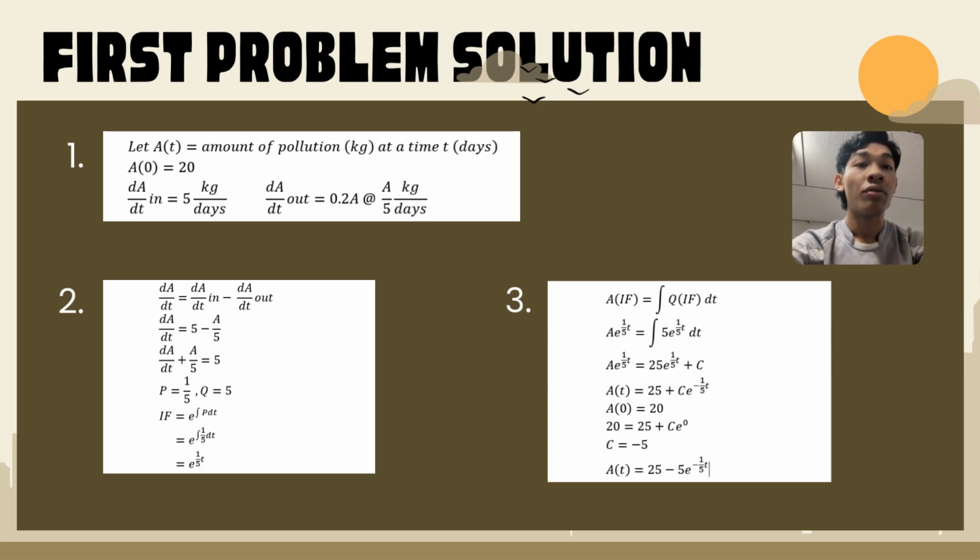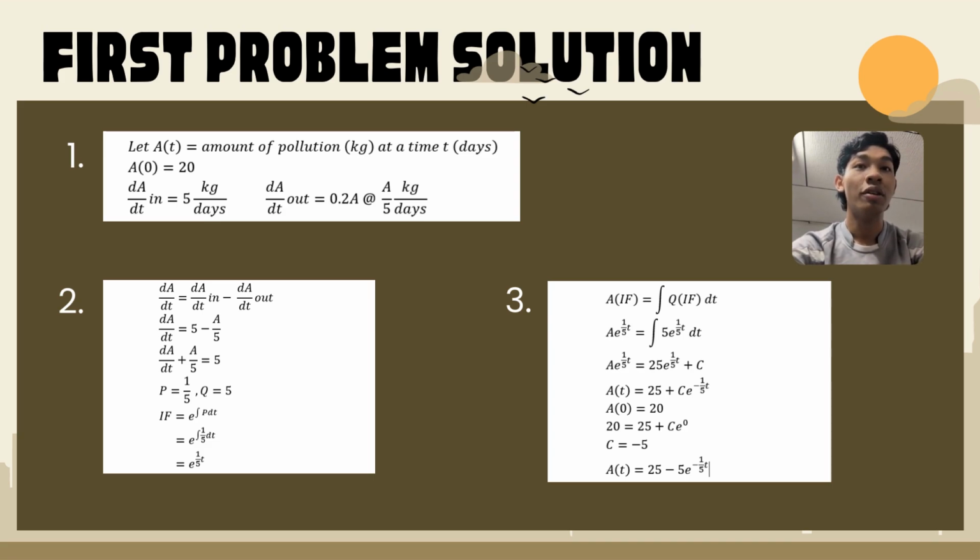So, first of all, we need to list all the given information, which is, I will let A(t) equal the amount of pollution in kg at time t, which is in days. Another information given is A(0) equals 20, which is the initial value.